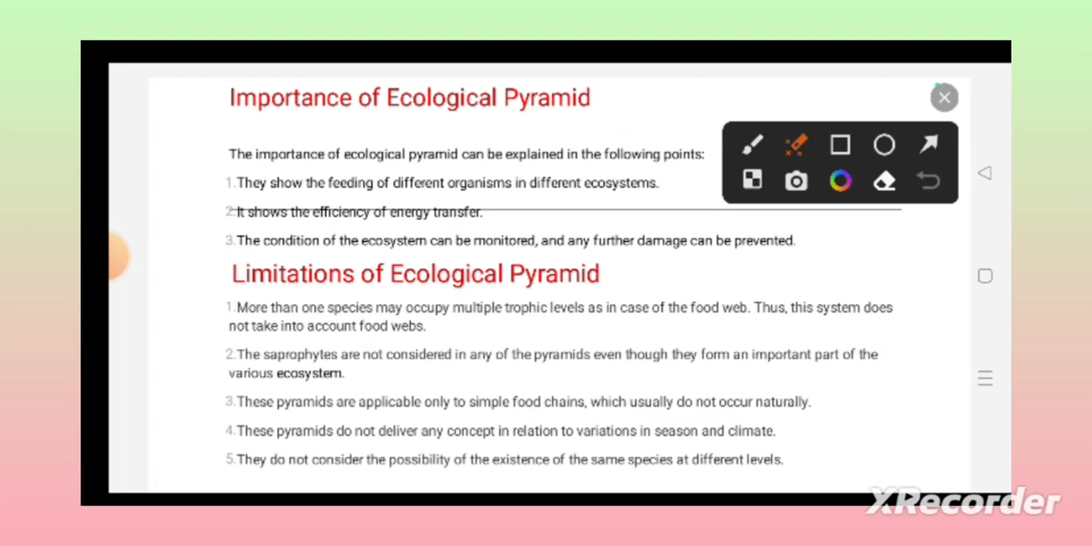They do not consider the possibility of the same species existing at different levels. That is what we discussed in the first point. There are a lot of organisms which take part in different trophic levels, and the top trophic level also takes part in the primary consumer level. It may eat the primary consumer or secondary consumer, or it may be the tertiary, or it may be the top quaternary level also. So we can't say that it is in only one trophic level. So this is one of the drawbacks of the ecological pyramid.